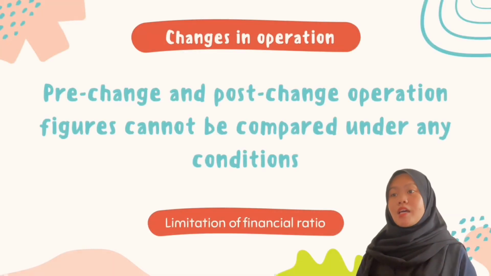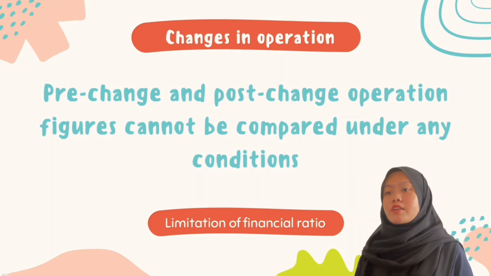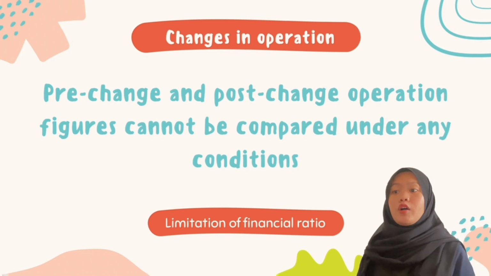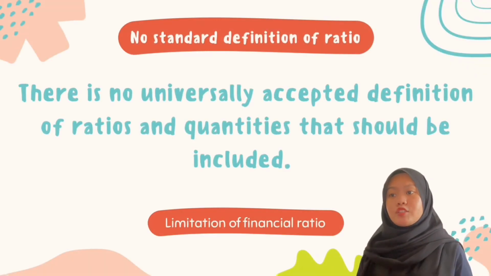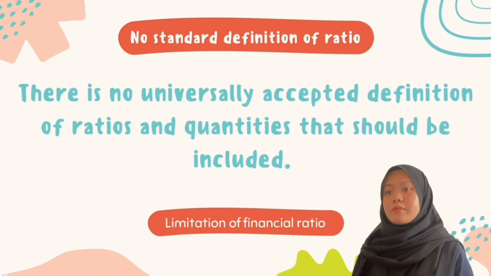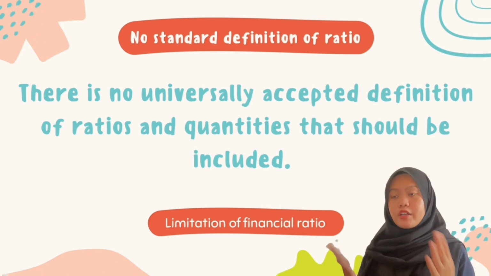The third one is changes in operation. Pre-change and post-change operation figures cannot be compared under any conditions. Utilizing data from the past and forming a judgment based on it is not a productive conclusion. The fourth one is no standard definition of ratio. There is no universally accepted definition of ratio and quantities that should be included. When determining a ratio, certain companies may include some items while excluding others. As a result, making a comparison between the two companies is challenging.